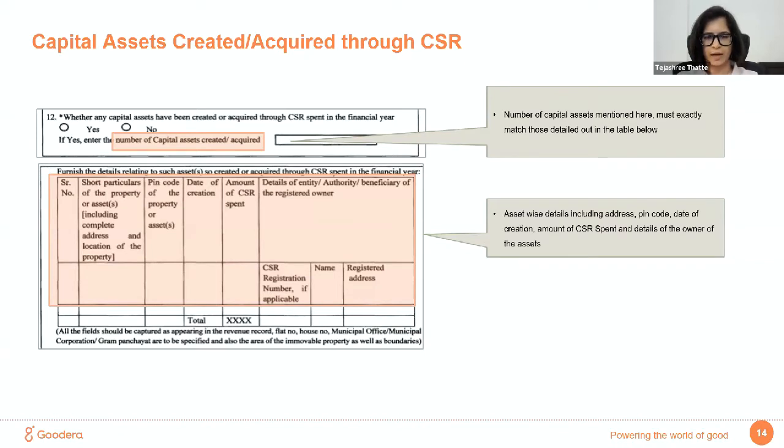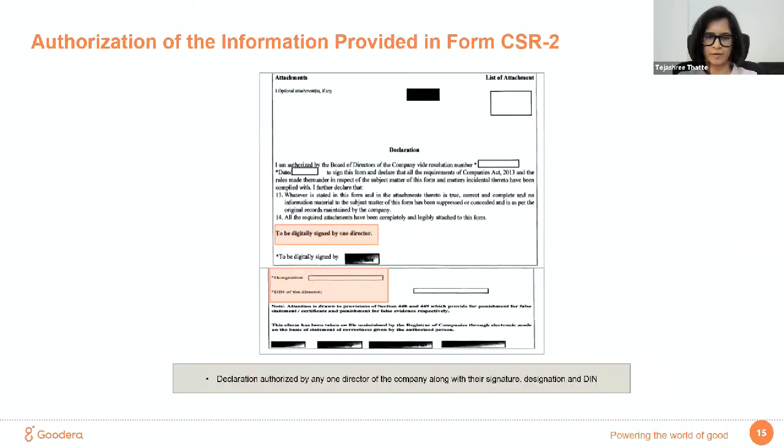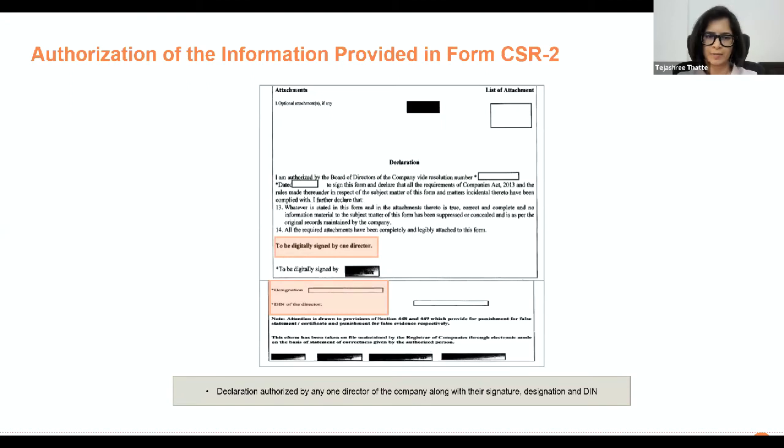Moving on, the last part is about authorization of the information that the company has provided in this entire form CSR2. It has to be done by an authorized director, and you also have to mention his or her DIN and the designation. DIN stands for Director's Identification Number, which is generally provided by the MCA to an individual who is appointed as a director of a company.